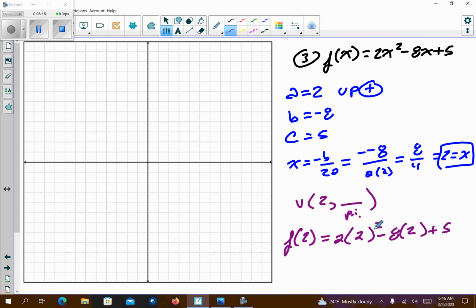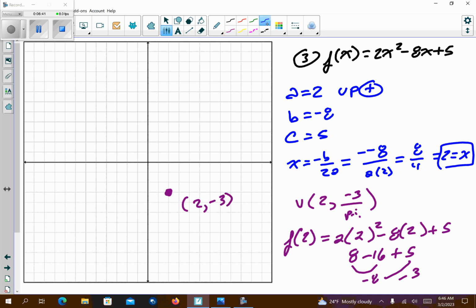So 2 squared is 4. 4 times 2 is 8, minus 16, plus 5. And do the math. 8 subtract 16 is -8. -8 plus 5 is -3. So I have a vertex at 2, -3. So right 2, down 3 because it's negative. There's my vertex.